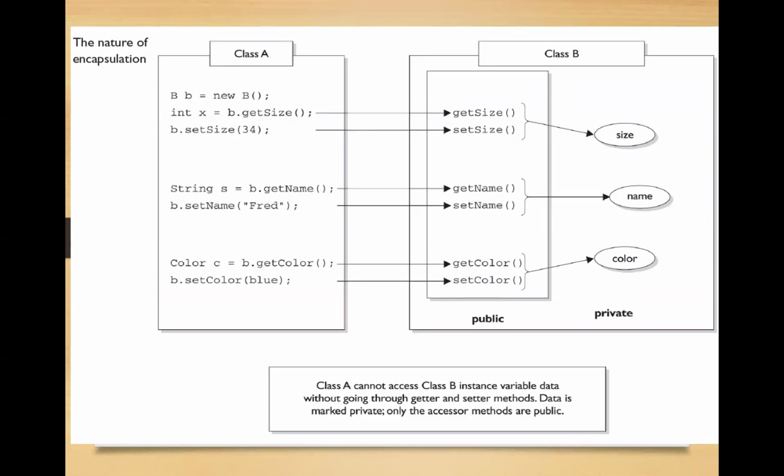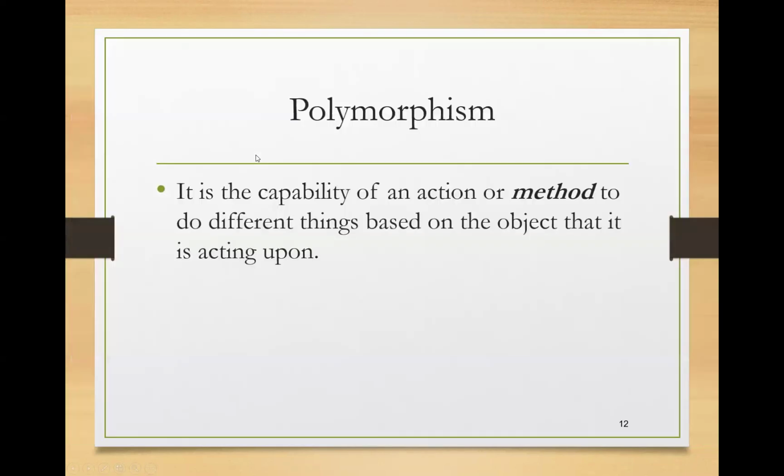Therefore, now class A cannot access class B's instance variable data without going through the public methods. If class A wants to access the size value, it has to go through the getSize method. If it wants to change the size, it has to go through the setSize method. If you have not declared the setSize method, then the size would not be able to change from the class. Likewise, you can have restrictions. This is what you call encapsulation.